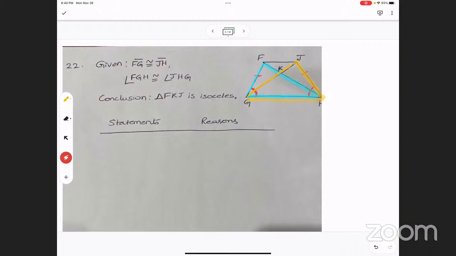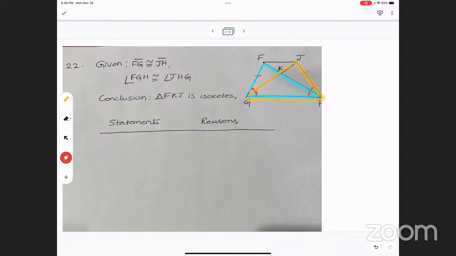Is this all that you were given? You weren't given anything else? No, this is it. FG is congruent to JH, and FGH is congruent to JHG. Okay, I did that right. So obviously these two triangles are congruent to each other, right? By what we just talked about.